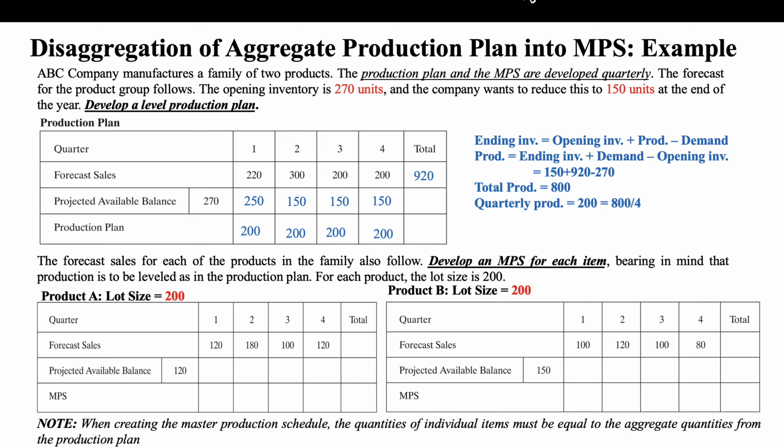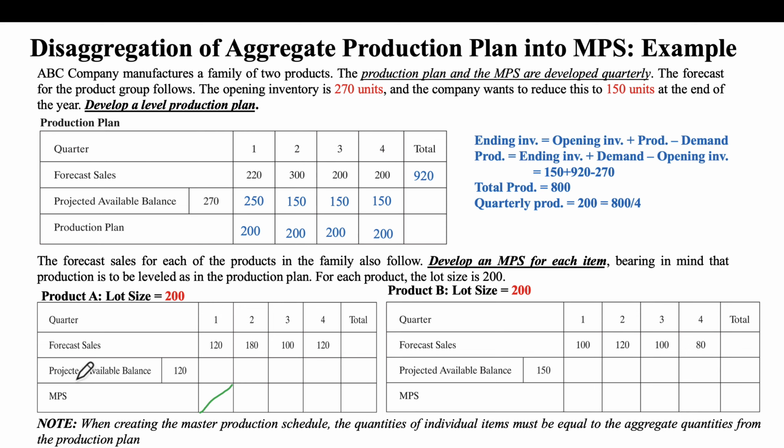In order to develop master production plan for product A, our approach is that we ask ourselves, is this PAB sufficient to meet the demand for period 1? So is 120 sufficient to meet the demand for period 1? Yes, it is sufficient. So which means we don't have to produce anything here.